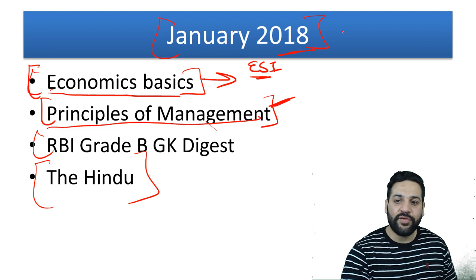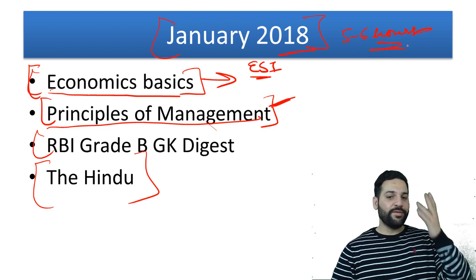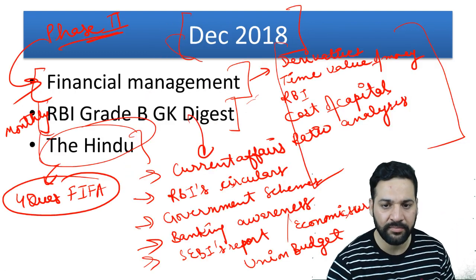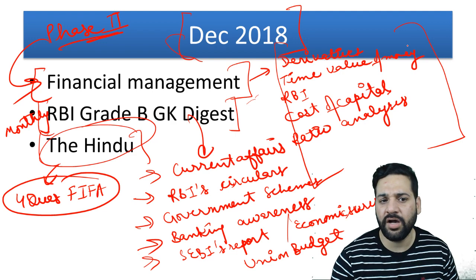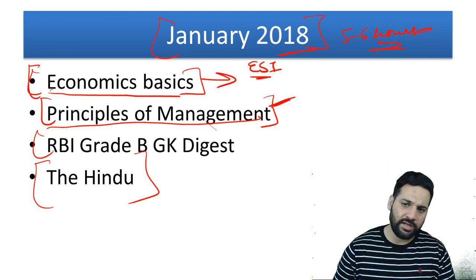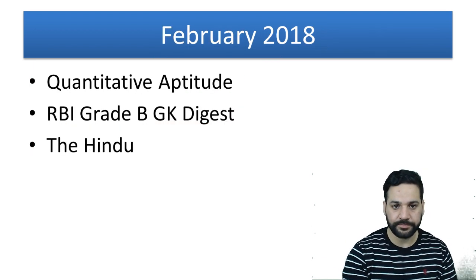I would say 5 to 6 hours a day would be sufficient in the month of Jan. Last month, in December, I said around 4 hours a day. But here you need to increase the number of hours that you are devoting. So 5 to 6 hours a day would be sufficient.